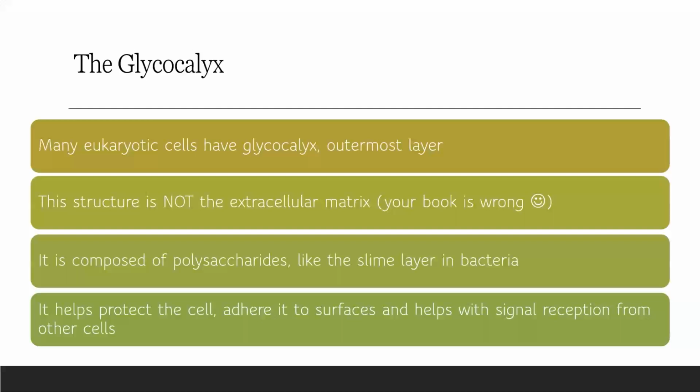It is comprised of polysaccharides, similar chemical structure to what you would see in bacteria. And it helps the cell to, again, adhere to surfaces, a lot like the bacteria would. It also helps with signal reception to other cells. So they can send chemical signals through the slime layer to each other.